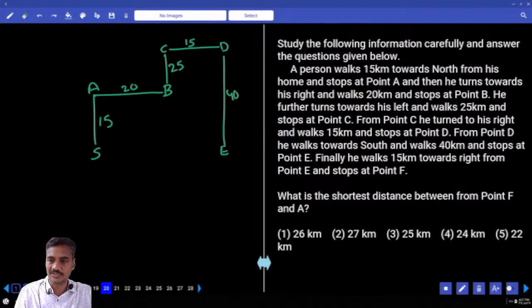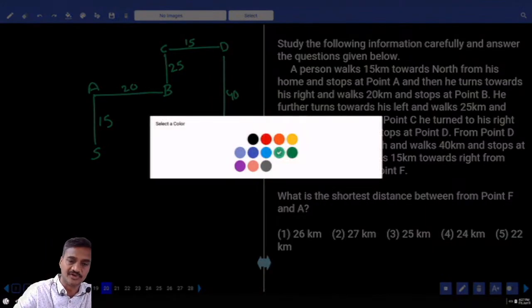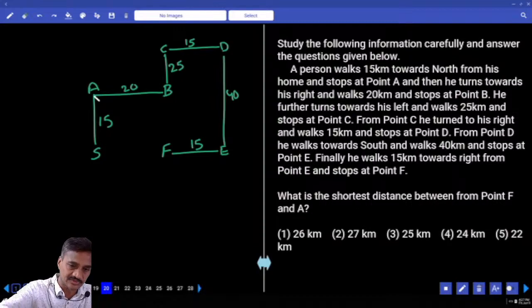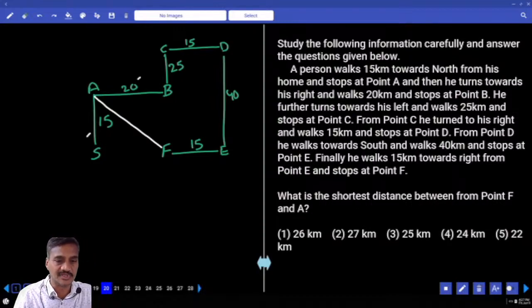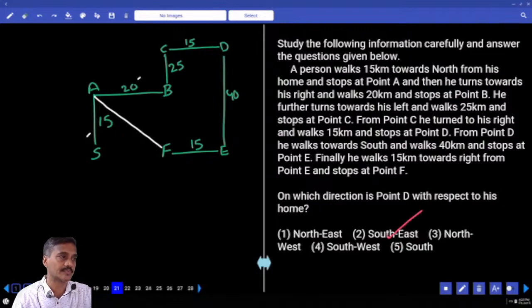And finally he walks 15 kilometers to the right hand side from E and stops at point F. Clear? Then what is the shortest distance between F and E? Now this is 20 and this is 15. 20 square and 15 square, 400 plus 225, 625, which is 25 kilometers. Choice 3, question number 20.